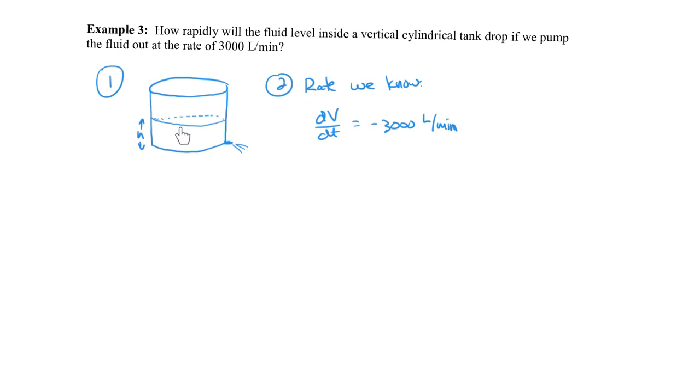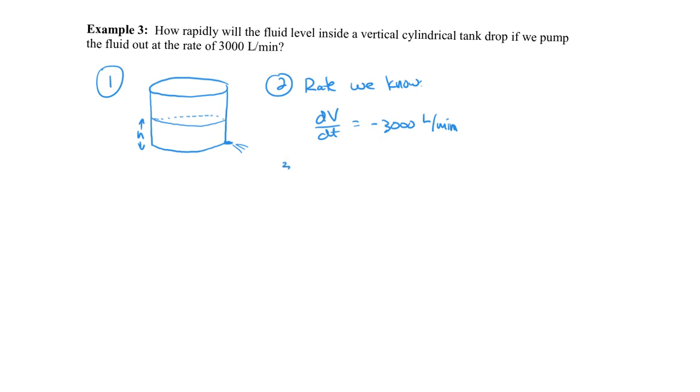Right, so the volume of the fluid in here is being pumped out at 3,000 liters per minute. So dV dt equals negative. I need the negative because it's going down, right? The volume is decreasing, so the rate of change is negative, right? Negative 3,000 liters per minute.